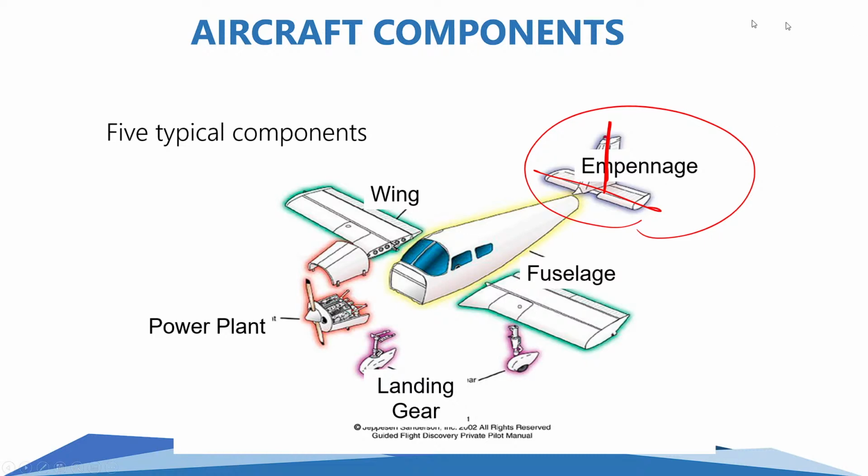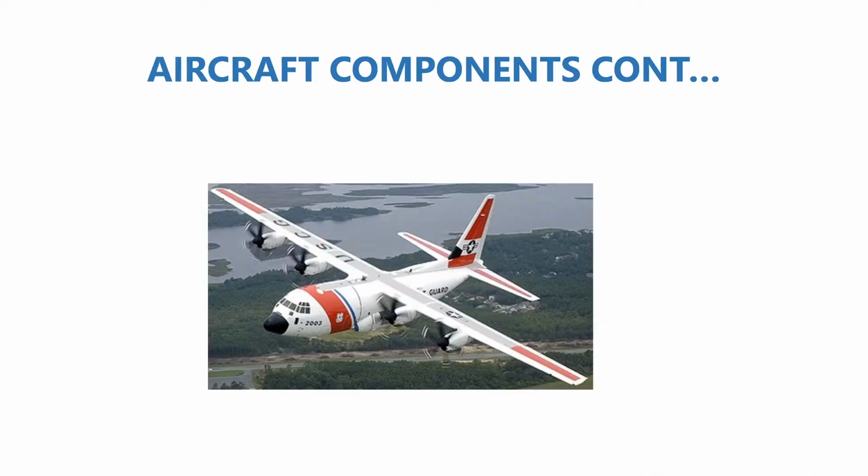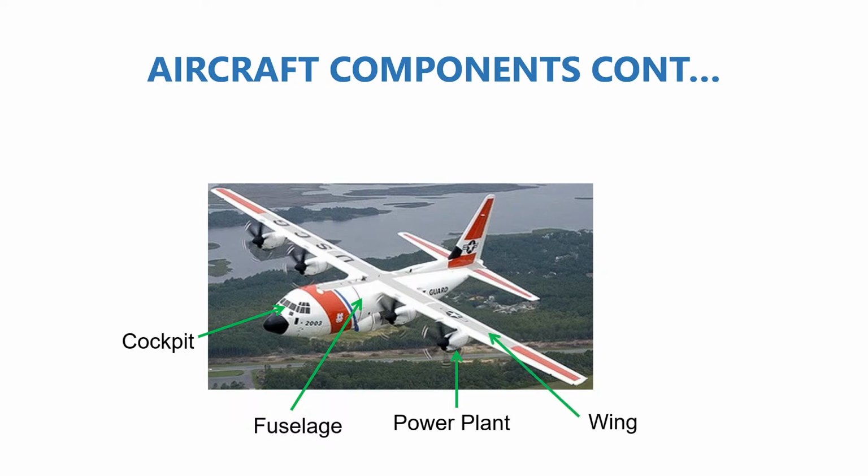So, moving forward, looking at even a C-130, it has the same components. Obviously, it has a few extra things here. We have a fuselage with the cockpit. Obviously, this has 4 different power plants instead of just a single power plant. We have the wings that provide the lift, and we have flaps that are attached to it.